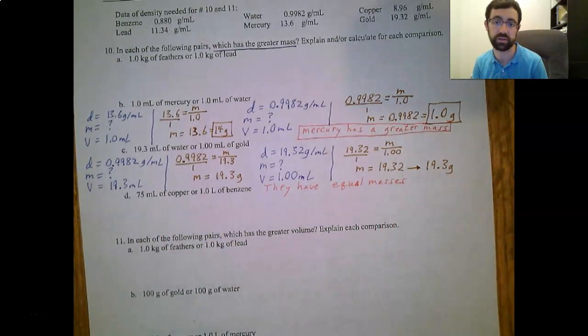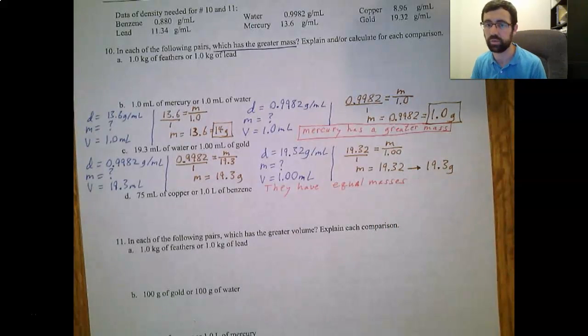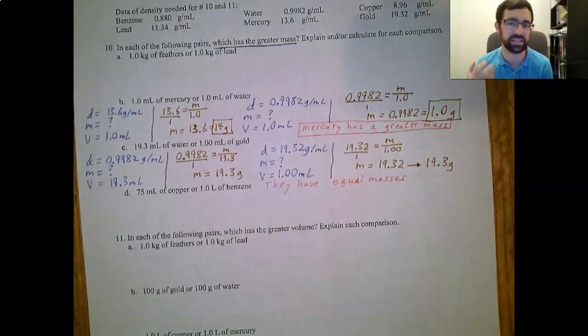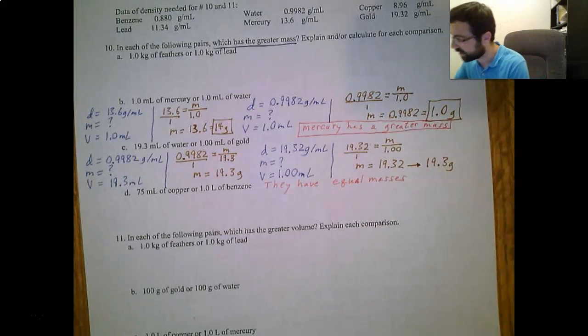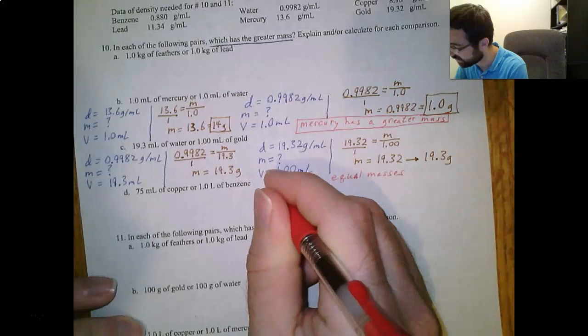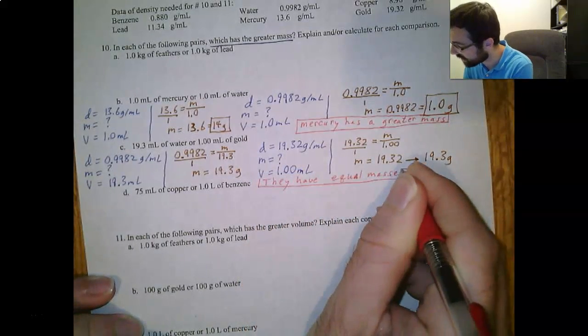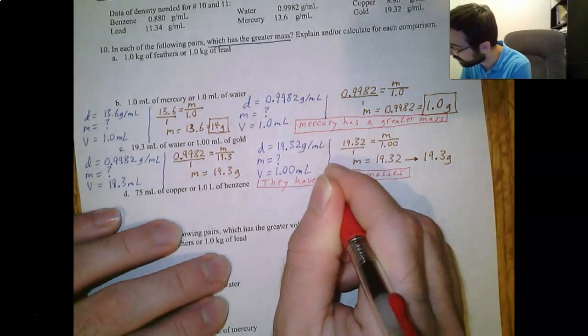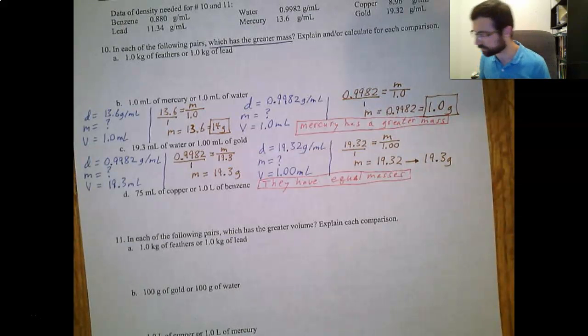You just have to look at your sig figs. And all we know for sure is 19.3. That 2 there, when we're actually plugging in a calculation with only 3 sig figs, we don't know for sure if it's exactly that number. So we can't identify whether they're slightly different or whether they're actually exactly the same. So all we can say, because of our significant figures, is they have equal masses. At least approximately, as far as we can tell. All right, that one's kind of tricky.